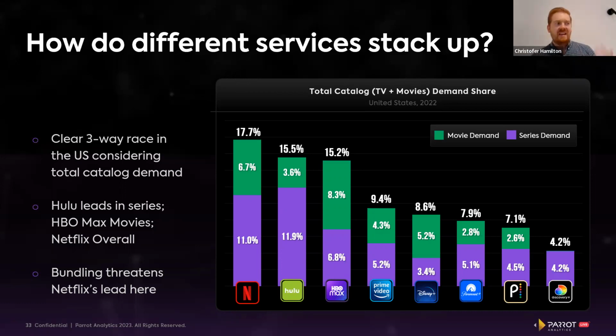And worth calling out again, now that we're looking at the total picture, you can also see how bundling threatens Netflix's lead here. You can imagine adding Disney Plus to Hulu and that demand share for that combined bundle, and similar with Discovery Plus HBO Max.